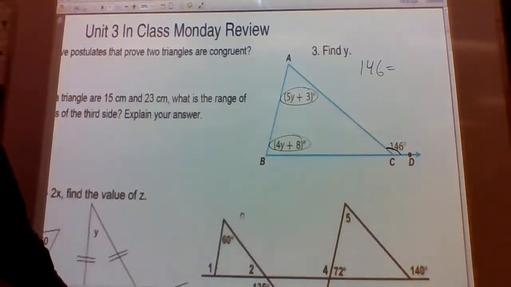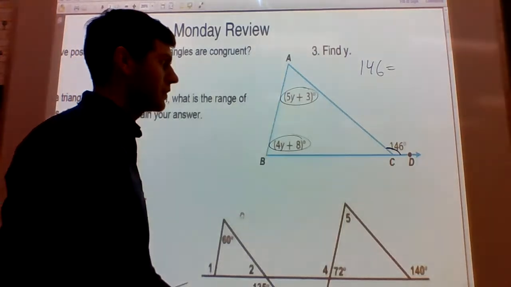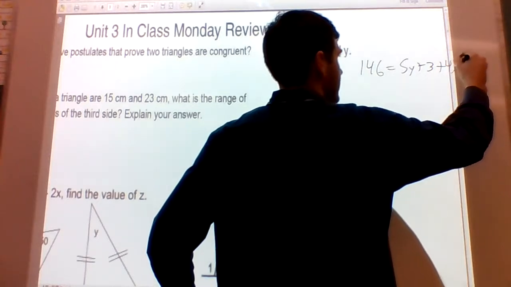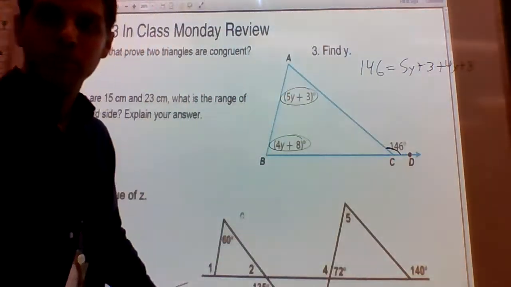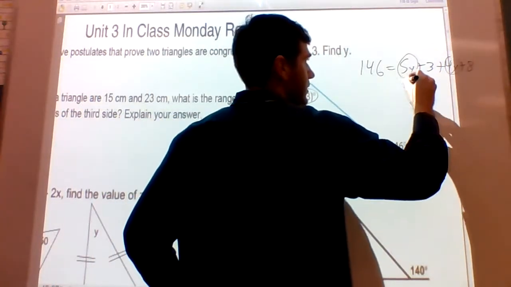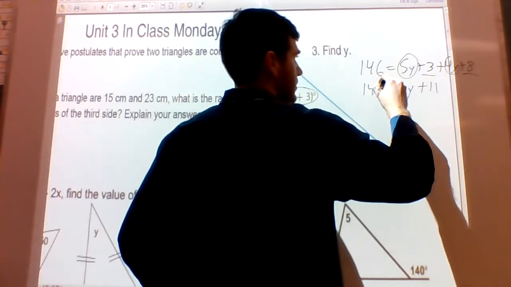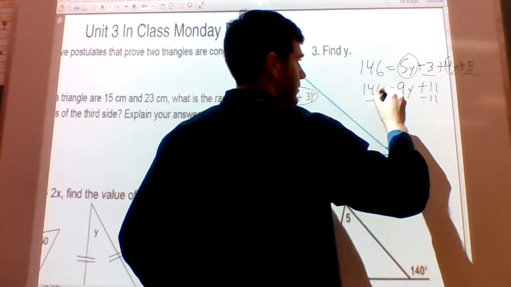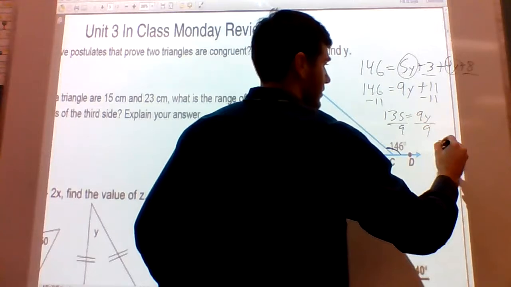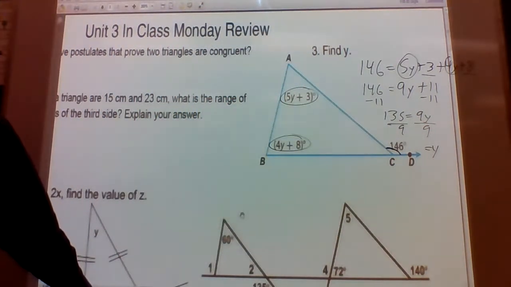So our exterior angle is going to add up to the measure of the two remote interior angles, the opposite interior angles added together. So that's 5y plus 3 plus 4y plus 8. Okay, we combine our 5y with our 4y, we get 9y. Combine our 3 with our 8, we get 11. Okay, subtract 11. 135 equals 9y divided by 9. Y is going to equal 15.